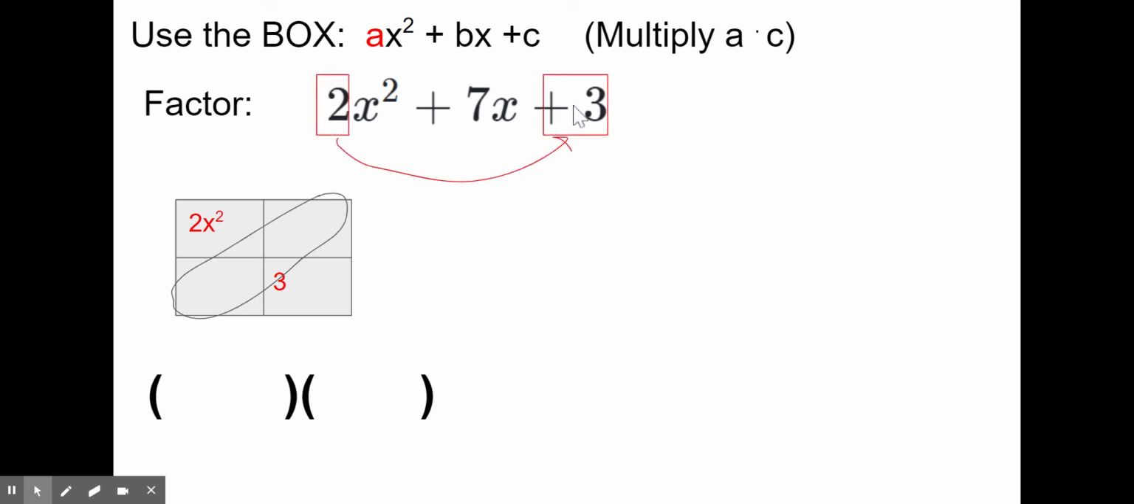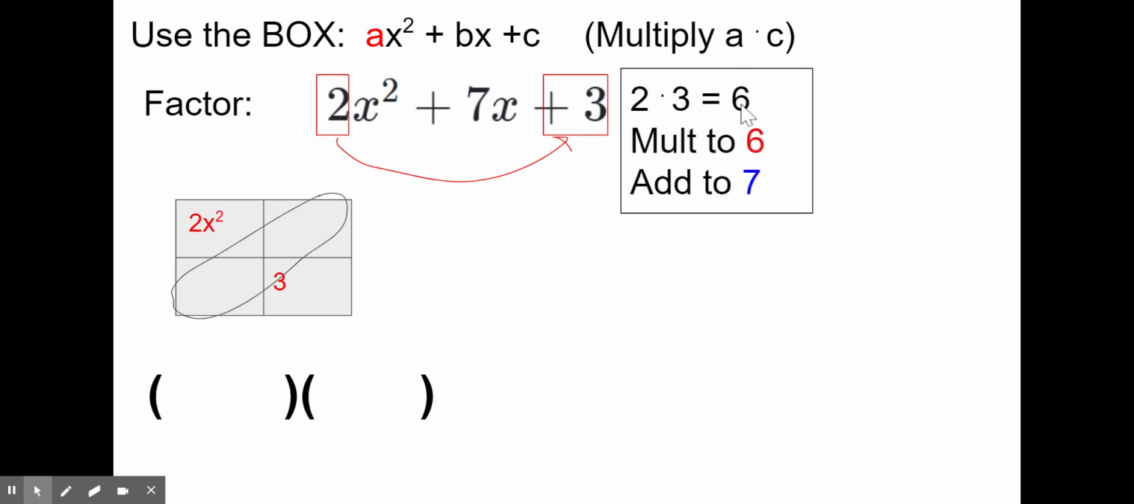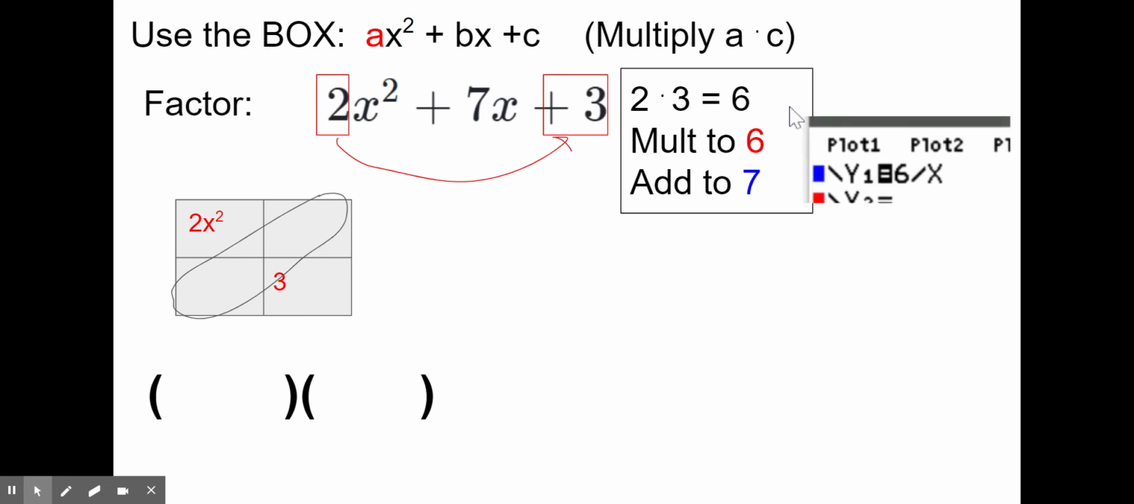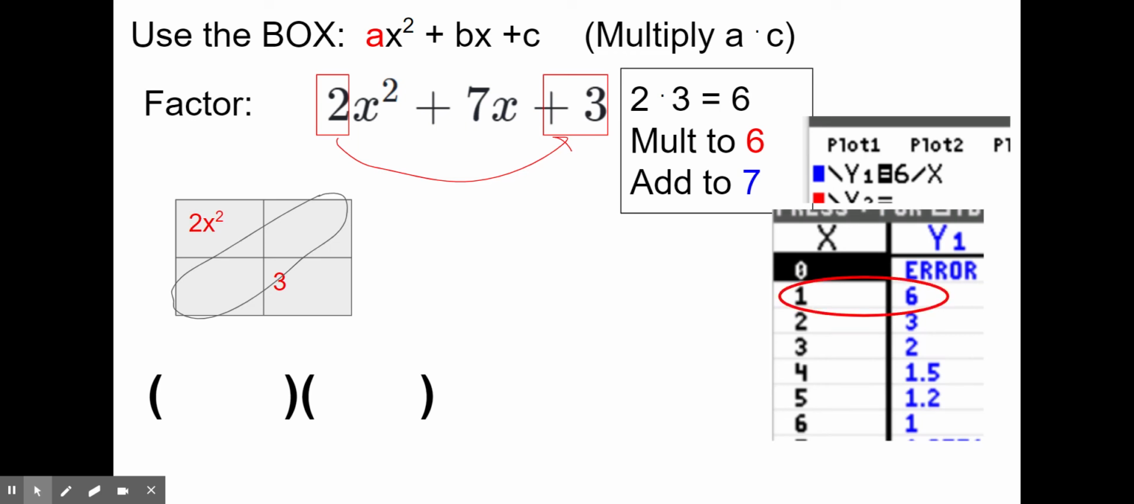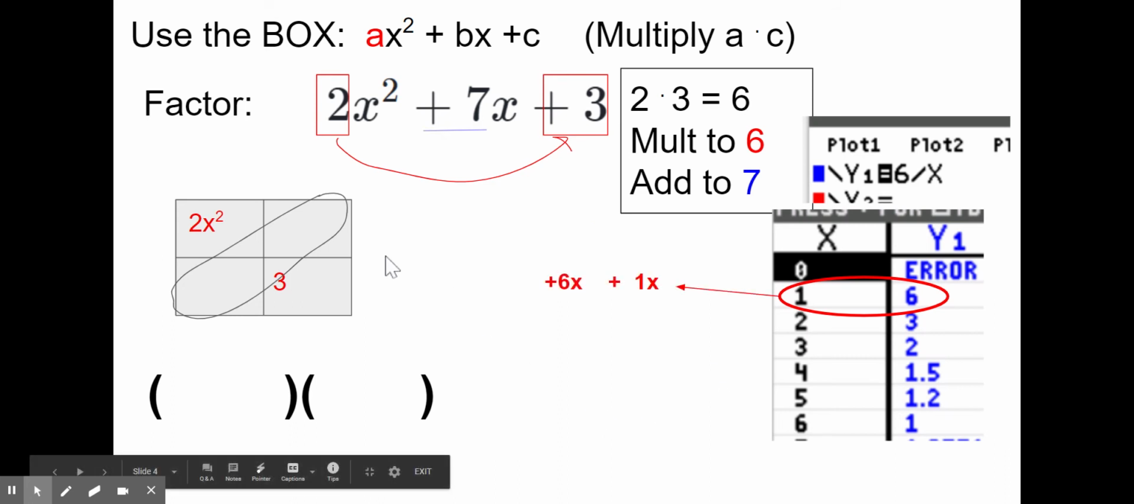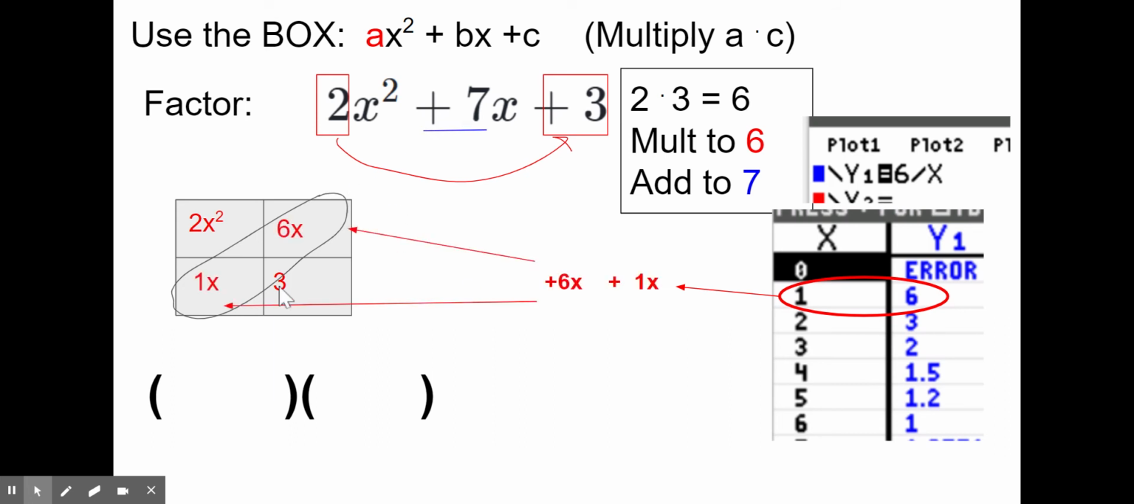Multiply the lead coefficient and the constant, the 2 and the 3, or a times c, and I get 6. So I need two numbers that multiply to 6 and add to 7. If I know what they are, great. If I don't, I can always use my calculator. y equals 6 divided by x. Look at your table. I'm looking for two factors of 6 that add to 7, and there they are, 1 and 6. I write them so that they add to 7x. So I have 6x plus 1x, and it doesn't matter which order I put them in the box. Either way, there they are.